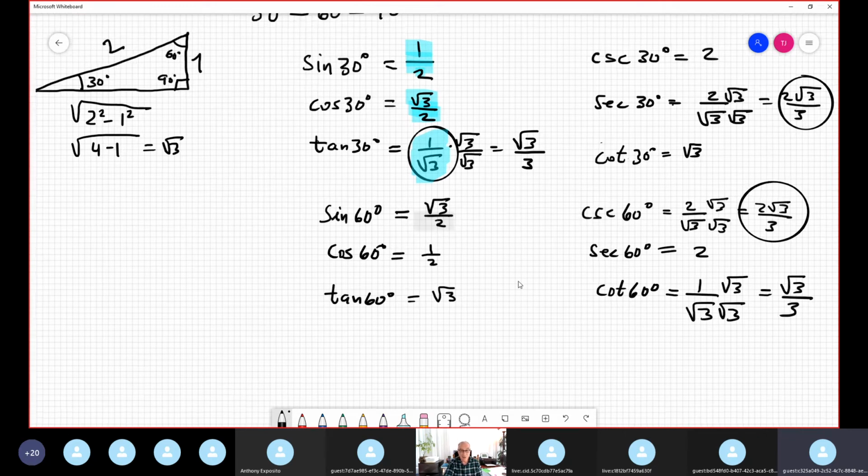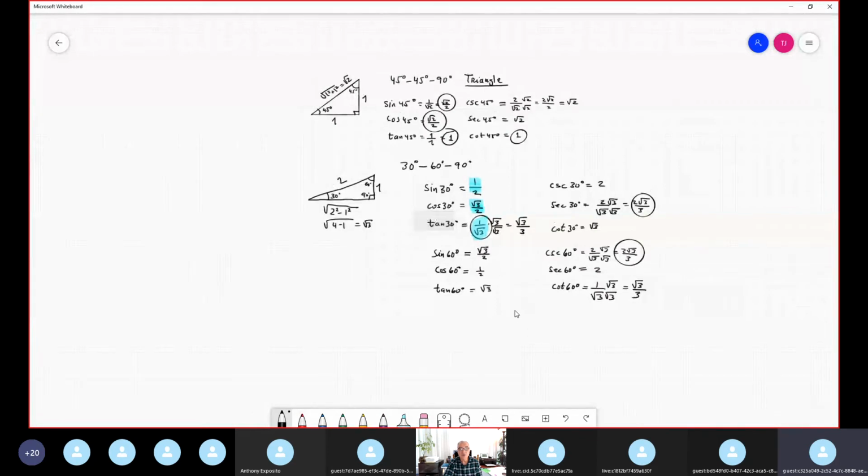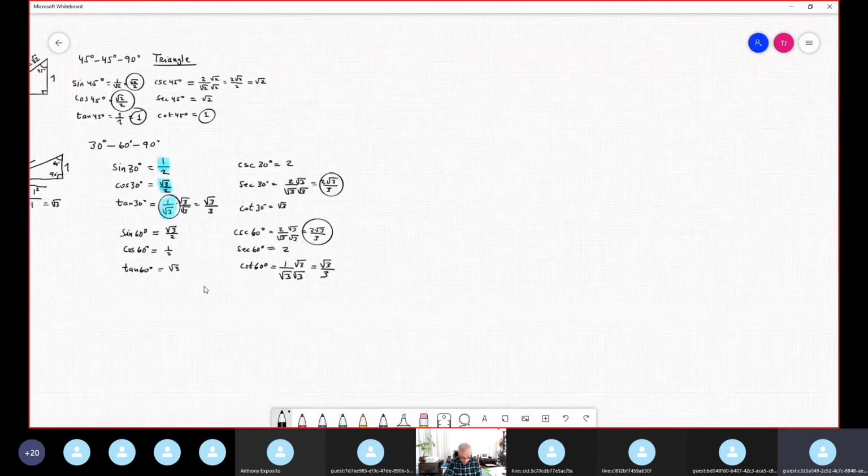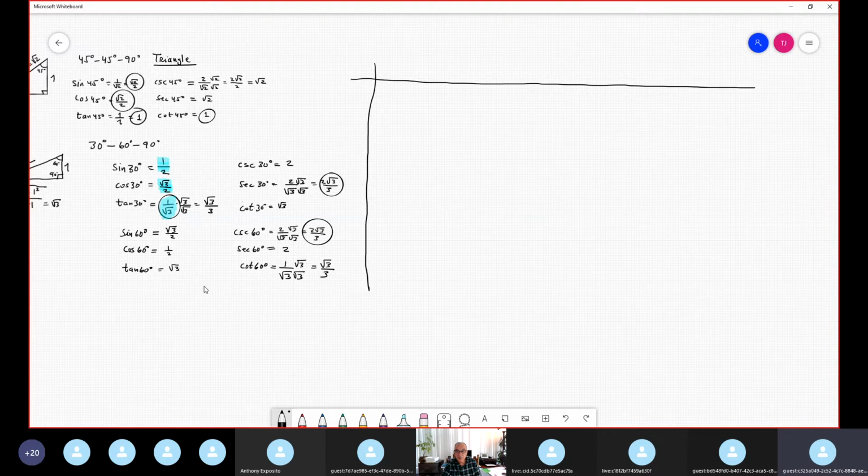Okay, so now I want to summarize everything in one famous table. Look at that. This table contains 1, 2, 3, 4, 5, 6, 7, 8 columns. Okay, theta in radians.